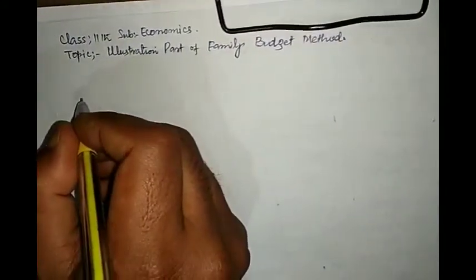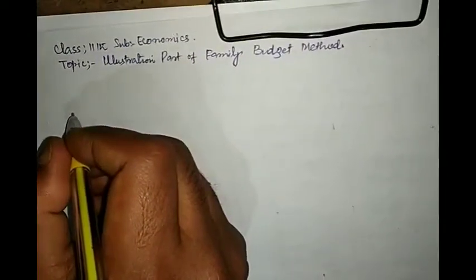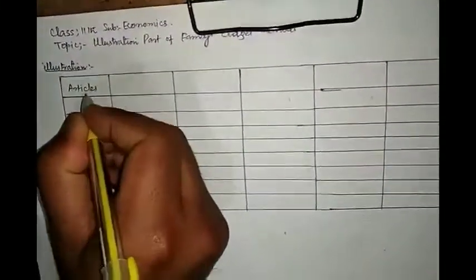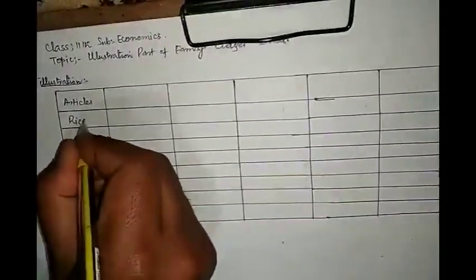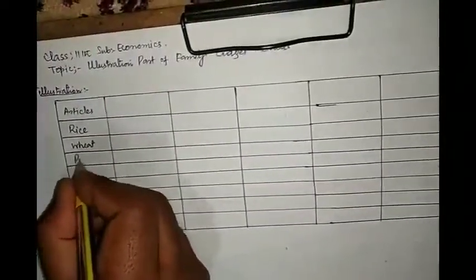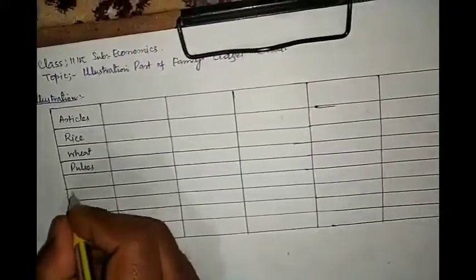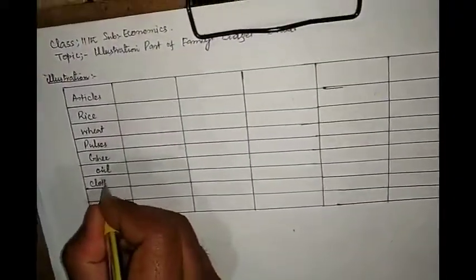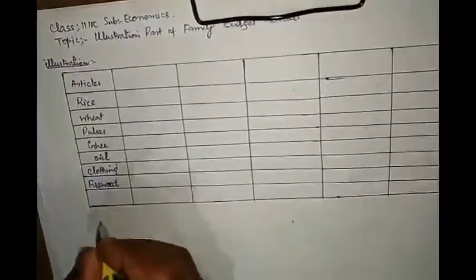I will first construct a box of data, the same data from yesterday. Articles: rice, wheat, pulses, ghee, oil, clothing, firewood, house rent.